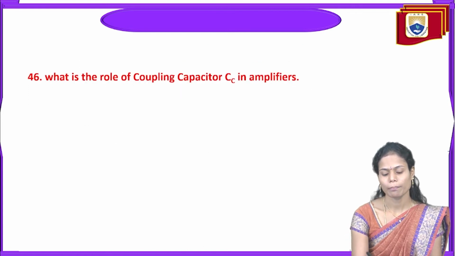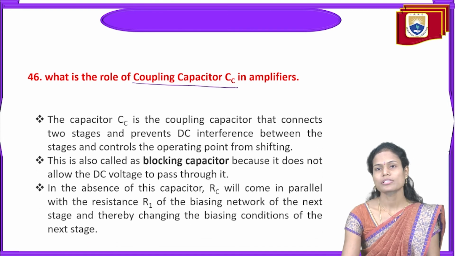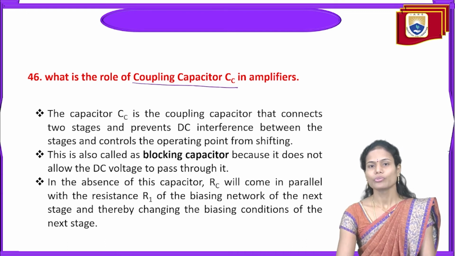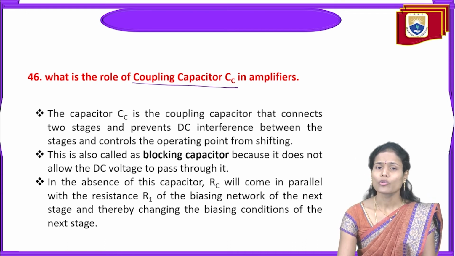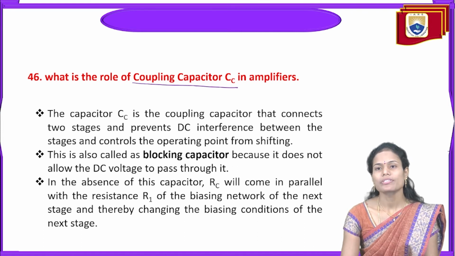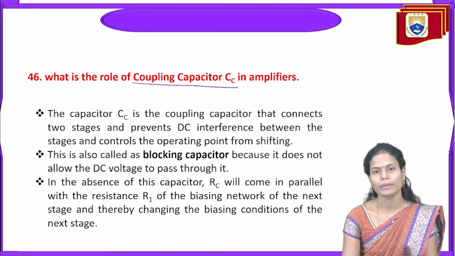And what is the role of coupling capacitor Cc in amplifiers? So this coupling capacitor Cc connects the output signal to the next stage, and it prevents the DC interference between the stages and controls the operating point from shifting. So these are the basic functions of the coupling capacitor.